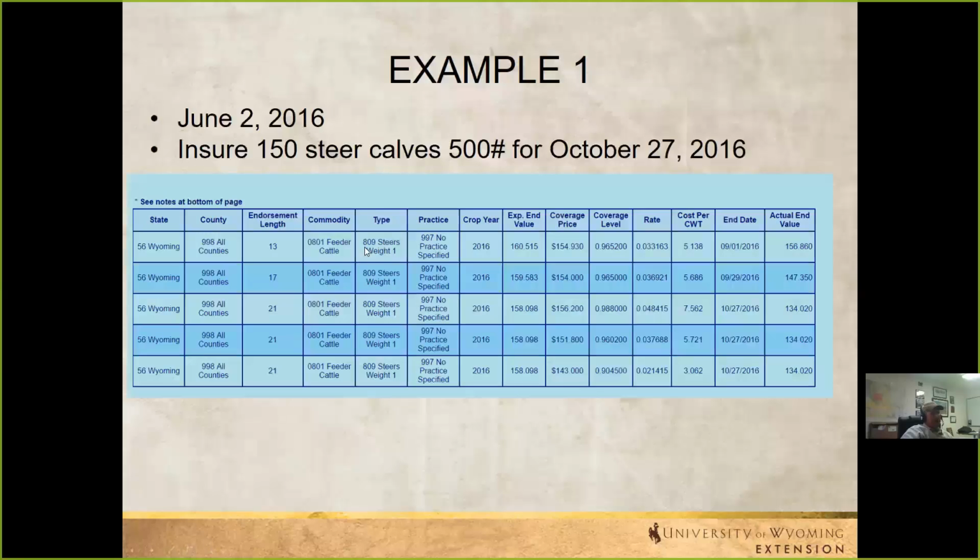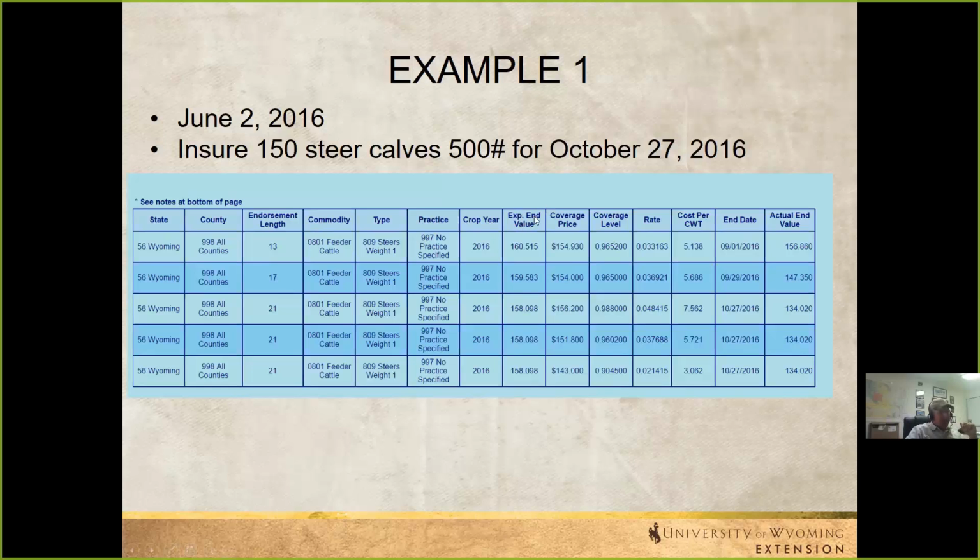All right, so here's what we have. This is the chart we just looked up. I just threw it here into the PowerPoint. So let's look across this chart and make sure we understand it. Okay, so this is all for those steers weight 1. These are things that were for sale back in June of 2016.